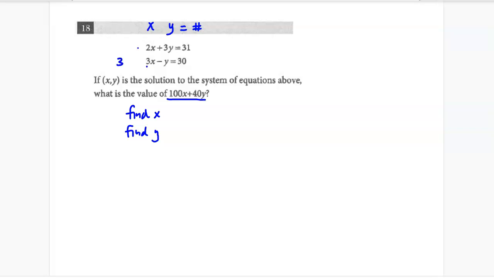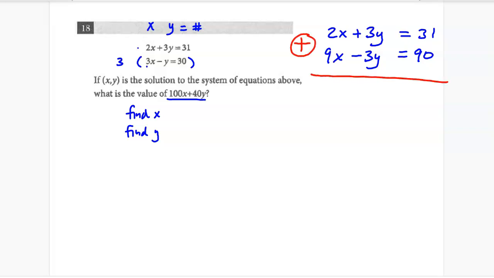I'm going to multiply this entire row by 3. So let's leave our top row the same. And let's multiply the entire bottom row by 3, which is going to be 9x minus 3y equals 90. Don't forget to do that last number. And now I see that if I'm going to eliminate these y's, I have a minus 3y and a plus 3y. I'm going to add these two rows together. So 2 plus 9 is 11x. A positive 3y and a negative 3y cancel each other, or eliminate. And then 31 plus 90 is 121. Divide both sides by 11. And 121 divided by 11 is 11.